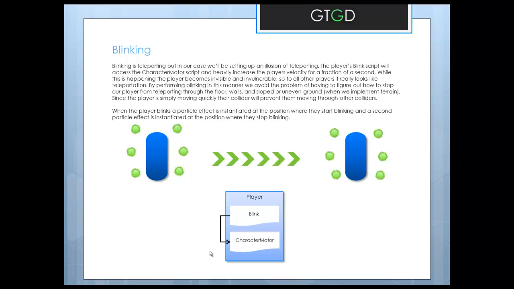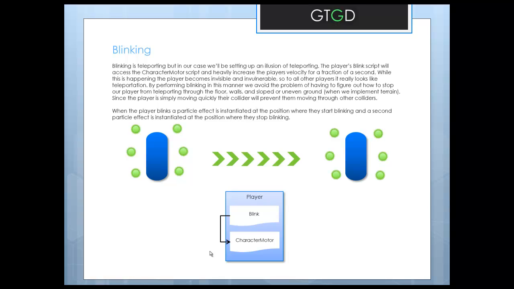So to all the other players, it really does look like that our player has teleported. By performing blinking in this way, we avoid the problem of having to figure out how to avoid the player from teleporting through floors, walls, or even uneven ground, which would be the case when we have terrain. Since the player is moving quickly, their collider will simply prevent them from moving through other colliders.